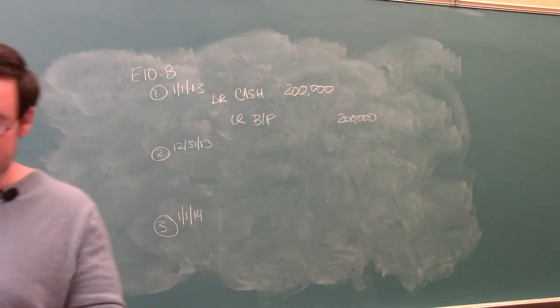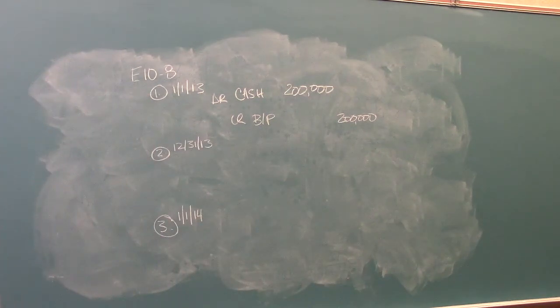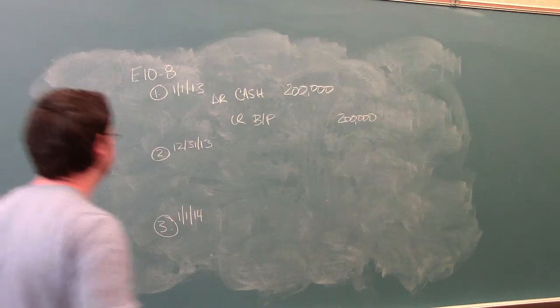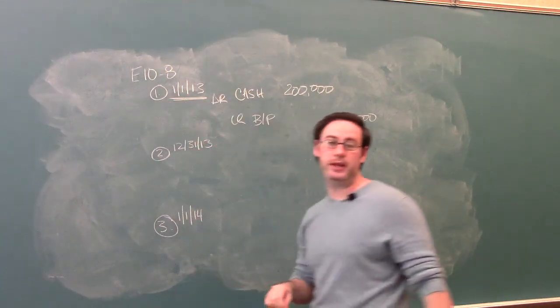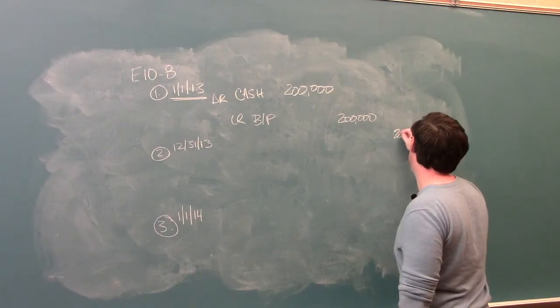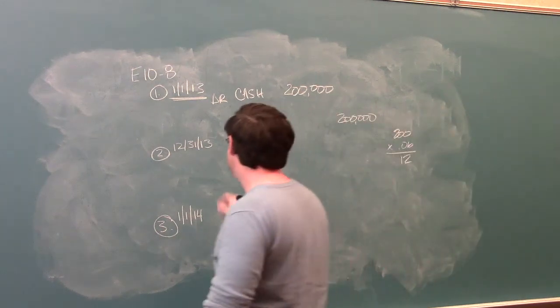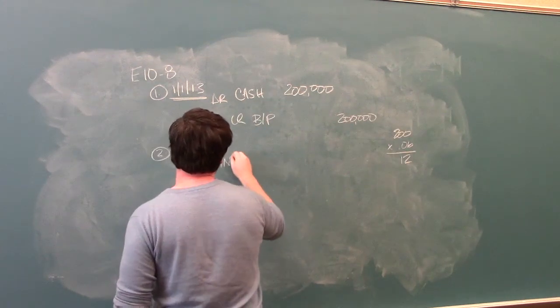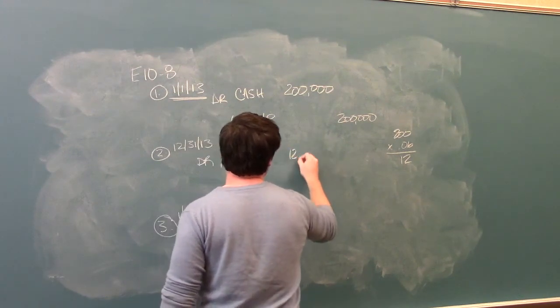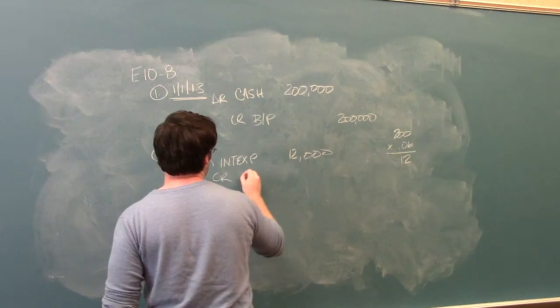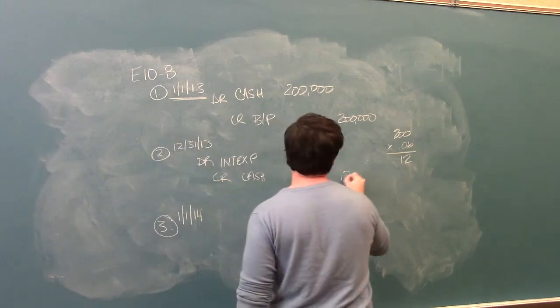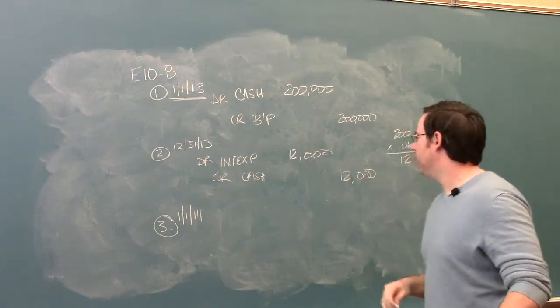On part 2, it says, prepare the journal entry to record the interest payment on December 31st, 2013. Assume no interest has been accrued earlier in the year. Well, they tell us that we have a stated interest rate of 6% and that the bonds were issued on January 1st, 2013. Multiply the 200,000 times 6%, and we're paying $12,000. We debit interest expense, $12,000. Credit cash, $12,000, because it tells us that we pay interest on December 31st.